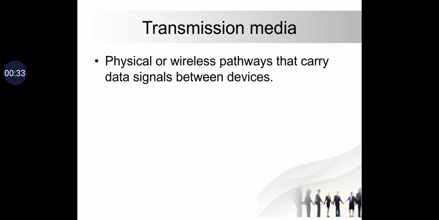Data is transmitted in the network between nodes with the help of a medium. That medium is what we call the transmission media. And the transmission media can be either wired or wireless.